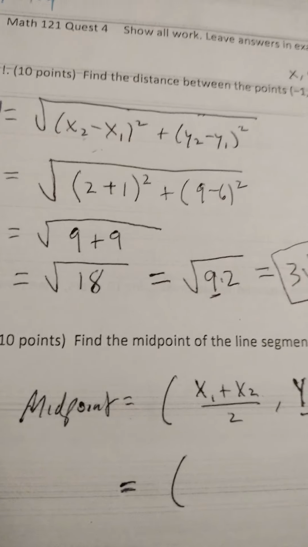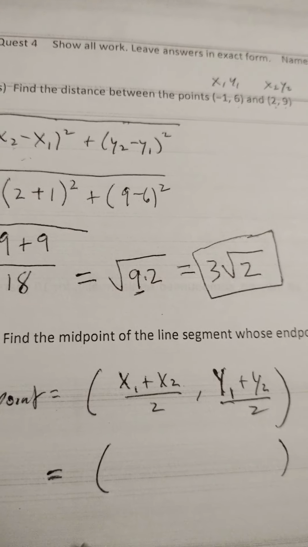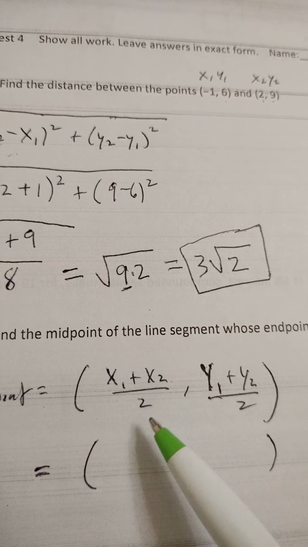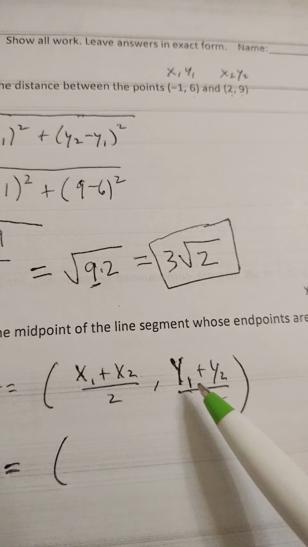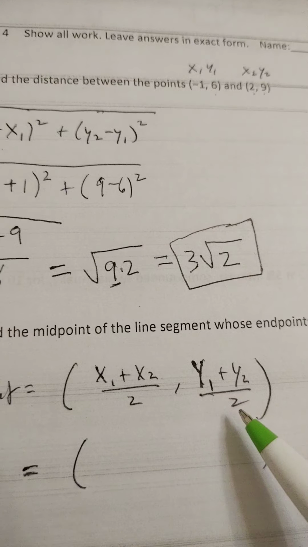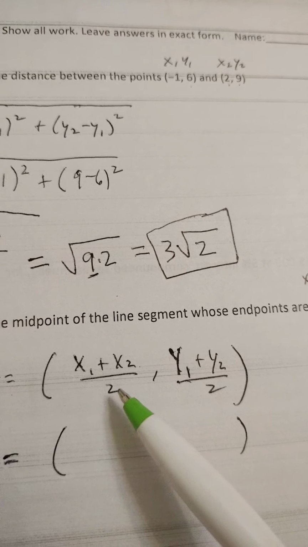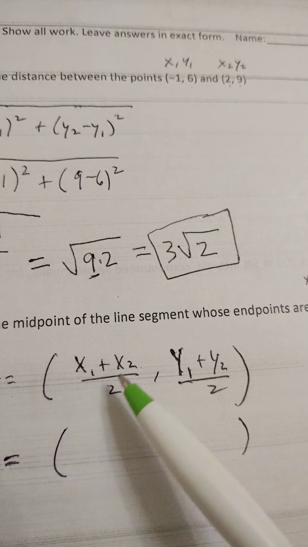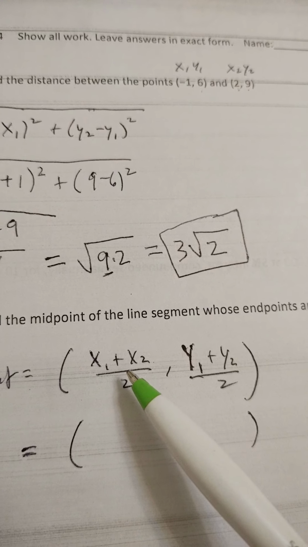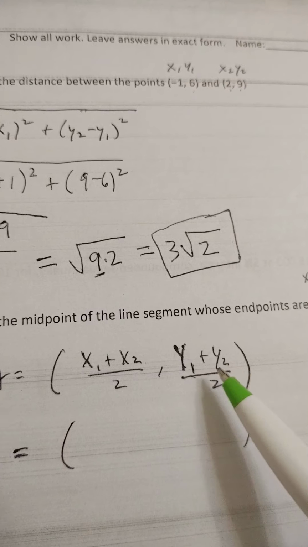Okay, so here's the midpoint formula. Make sure you know this. It's going to be x sub 1 plus x sub 2 all over 2, comma, y sub 1 plus y sub 2 all over 2. So let's add up the x's. It's the average of the x's because we're adding 2 numbers and dividing by 2. So really the midpoint is just the average of the x's, comma, the average of the y's.